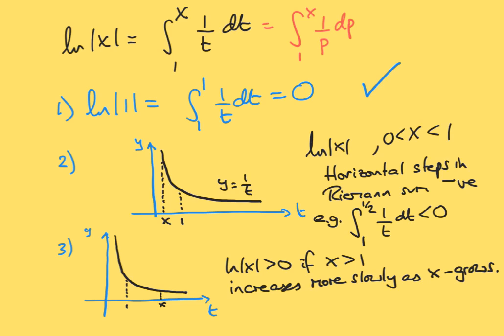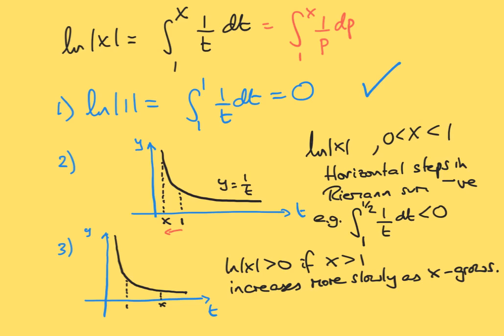The next thing we might think about is, how do we see that if the variable x is less than 1, so let's say we're looking at the logarithm of a half, say, how do you see that that's negative? Well, let's draw the integrand 1 over t, and we're going to be integrating from t is 1 to t is x.